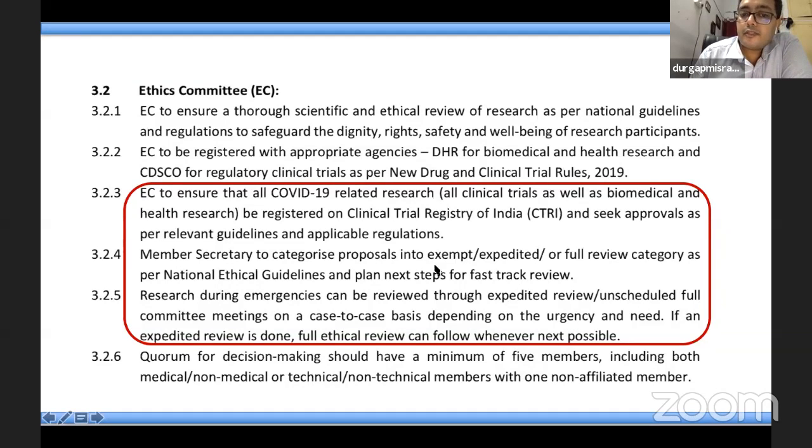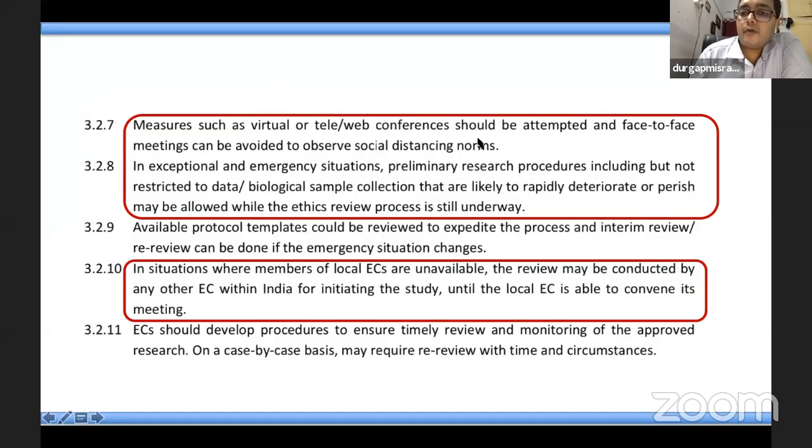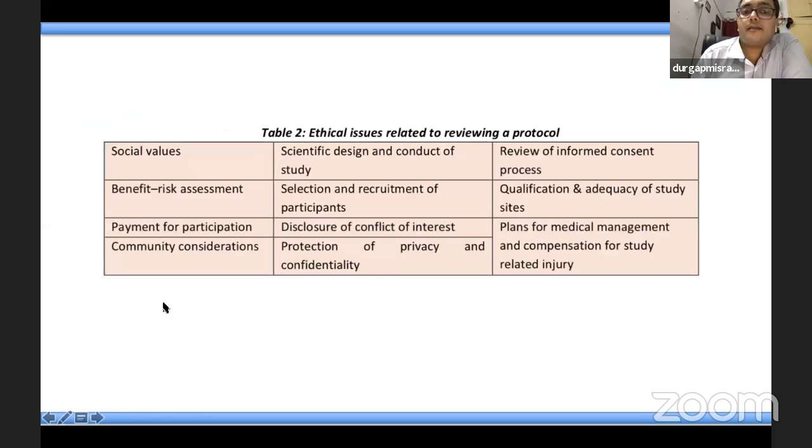Again, expedited review and scheduled full review committee meetings can be done on a case-to-case basis depending on the urgency. And virtual or tele-web conferences should be attempted. Face-to-face can be avoided to observe social distancing norms. And preliminary research procedures sometimes may be permitted to be started, particularly if they are low risk, like they're limited to just anonymized data or biological sample collection. And where members of local ethics committees are unavailable, such research may be conducted by any other ethics committee within the country for initiating the study until the local ethics committee is able to convene its meeting.